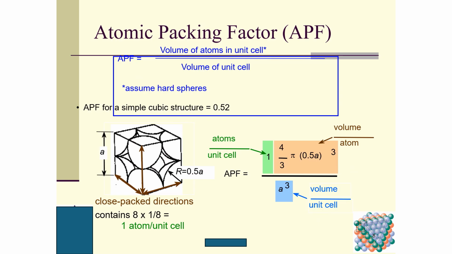For this one, we introduce atomic packing factor. This is the concept, atomic packing factor. Atomic packing factor is defined as the ratio of the volume of atoms in the unit cell, divided by the volume of the unit cell. The numerator is the volume of atoms in the unit cell, and the denominator is the volume of the unit cell. The difference between these two volumes is the empty space.